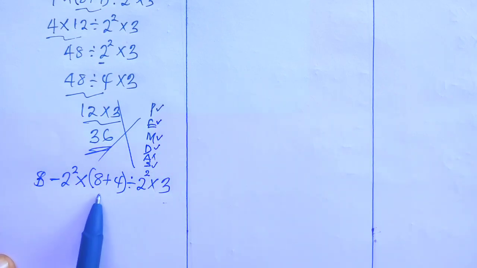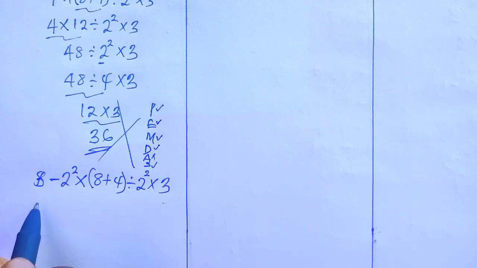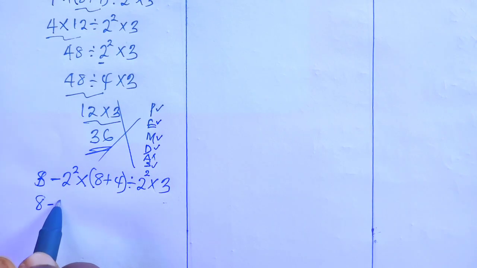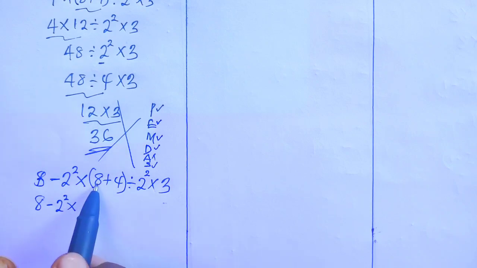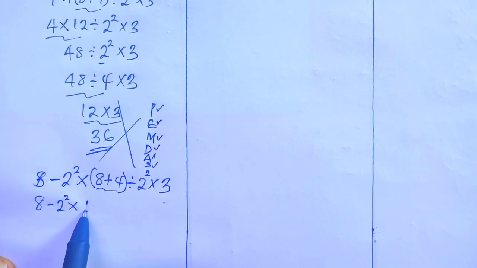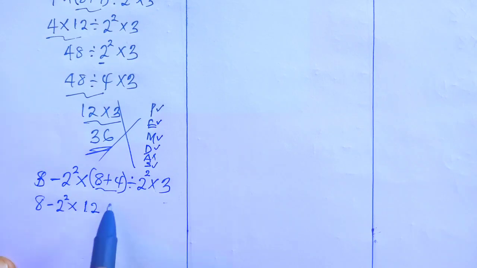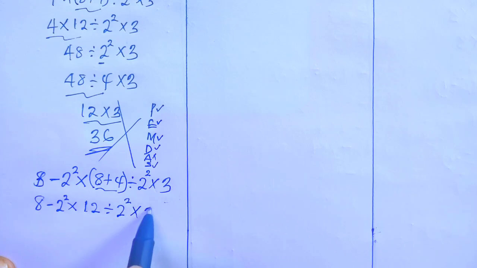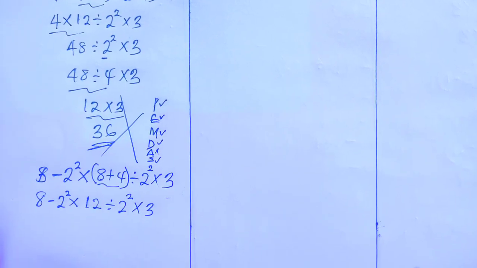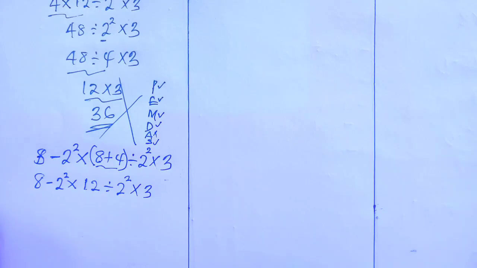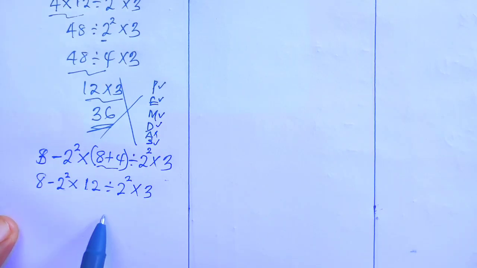We are going to simplify the term inside the parentheses first. Therefore, we have 8 minus 2 to the power of 2 multiplied by, inside the parentheses, 8 plus 4, that gives us 12, divided by 2 to the power of 2 multiplied by 3. Then next, we are going to consider the exponents and simplify them.